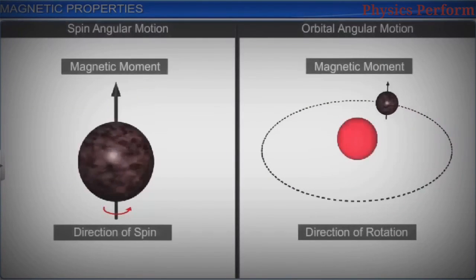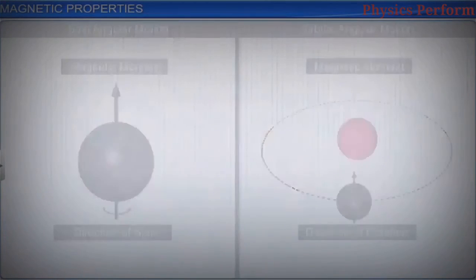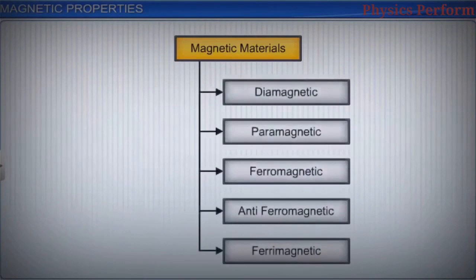The values of magnetic moment are very small and are measured in units called Bohr magneton. 1 Bohr magneton is equal to 9.27 times 10 to the power minus 24 ampere meter squared. Based on magnetic properties of materials, they are classified into 5 categories, namely diamagnetic, paramagnetic, ferromagnetic, antiferromagnetic and ferrimagnetic. Let's discuss the properties of these materials, starting with diamagnetic materials.